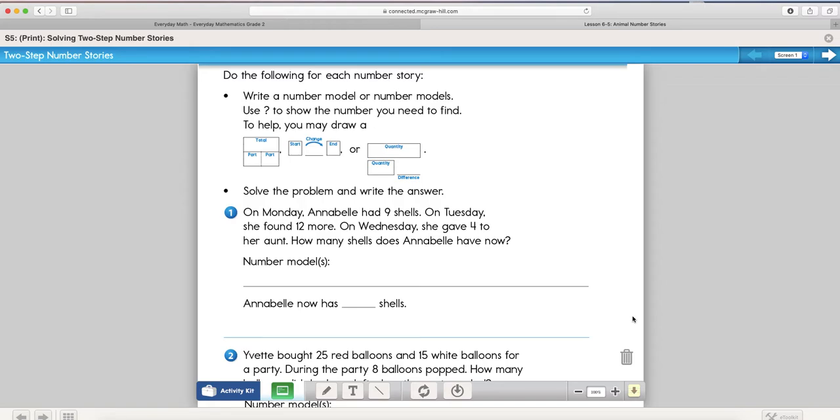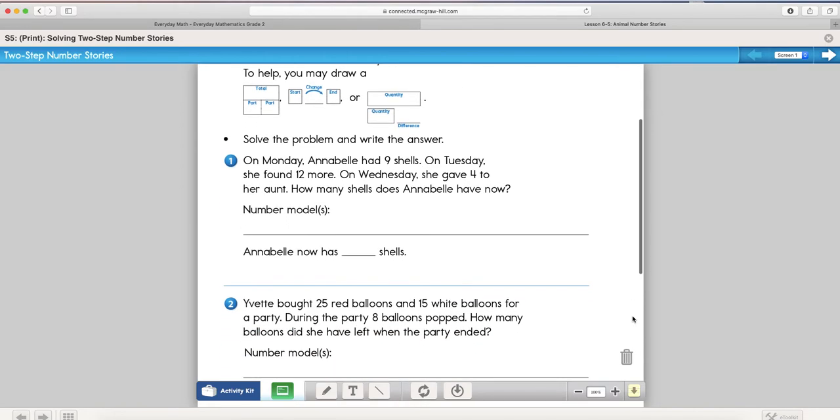Now it says to help us, we can draw total and parts diagrams, change to more, change to less diagrams, or we can do the quantity difference diagram, or don't forget, you can do an open number line and you can do base 10 shorthand. Even though they don't put those in our books, I'm always going to say those are great options to choose from, okay? So let's look at number 1 together.